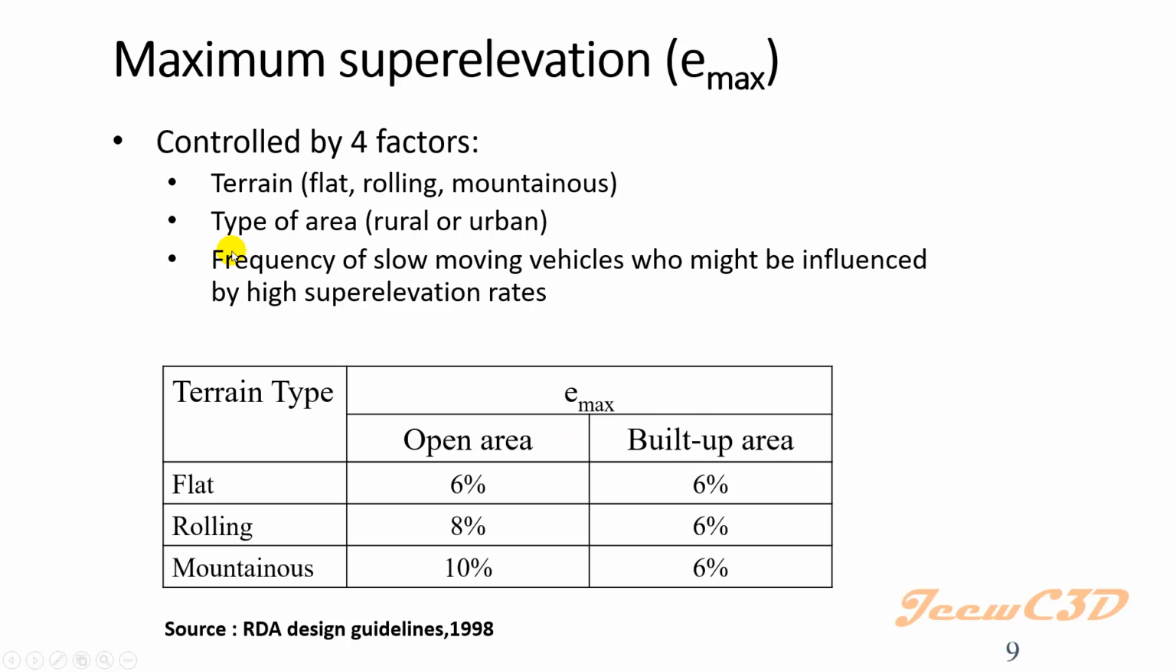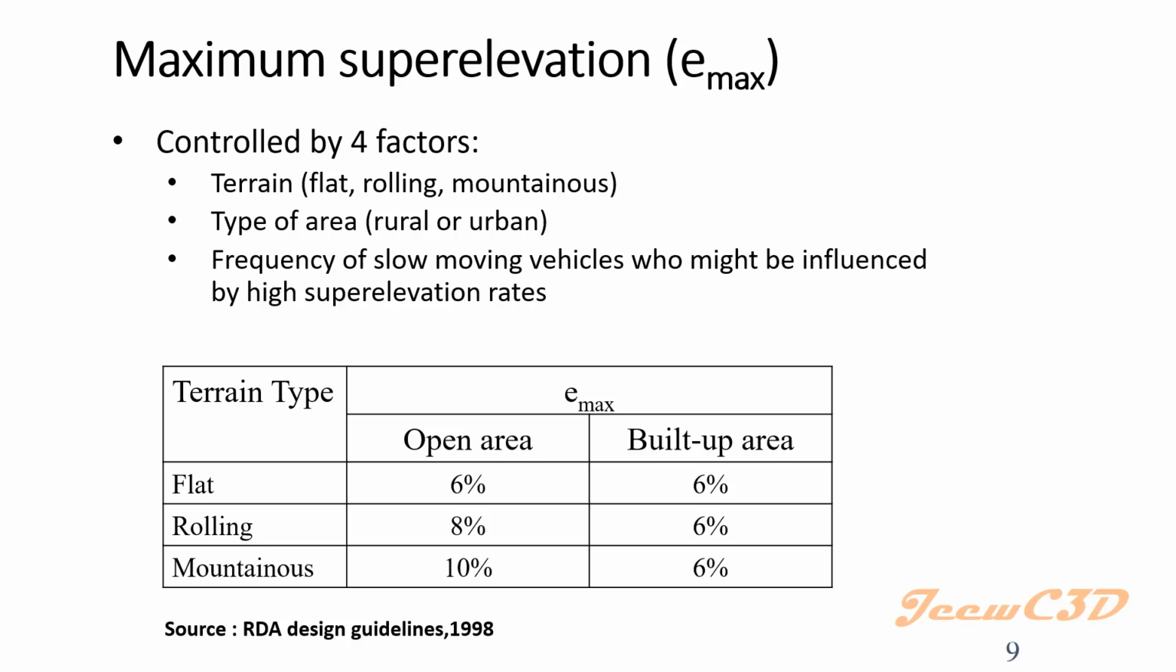Then frequency of slow moving vehicles who might be influenced by high super elevation rates. So what does this mean? This means slow moving vehicles, that implies trucks or heavy vehicles, they are moving slowly. So if you have high super elevation rates and if you have so many slow moving vehicles, if you can remember that a component of the vehicle load acts in the inside direction or towards the center of the curve.